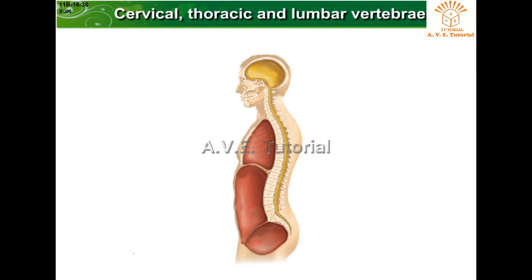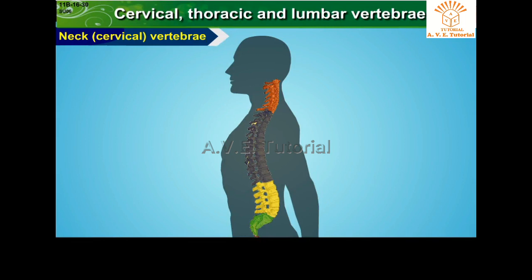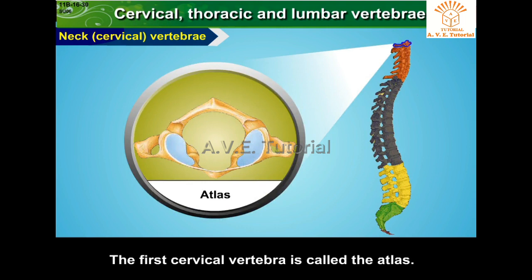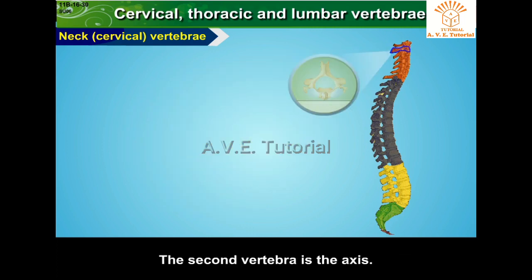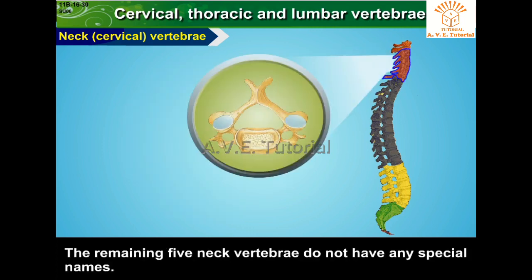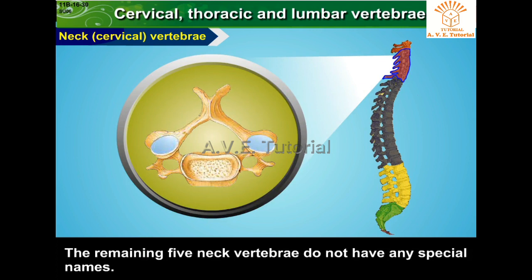Cervical, thoracic, and lumbar vertebrae. Neck or cervical vertebrae. The first cervical vertebra is called the atlas, as seen in the figure. The second vertebra is the axis. The remaining 5 neck vertebrae do not have any special names.